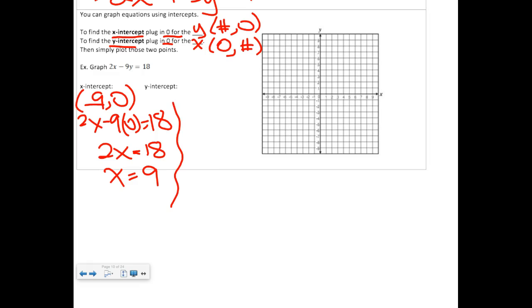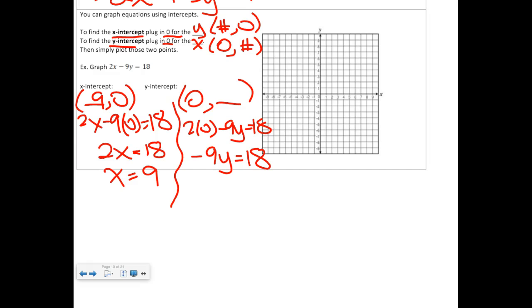Whereas my y-intercept, as we remember, it's the opposite. I'm going to have 0, comma, blank. So I'm going to have 2 times 0 minus 9y equals 18. This is going away. So y is going to equal -2.